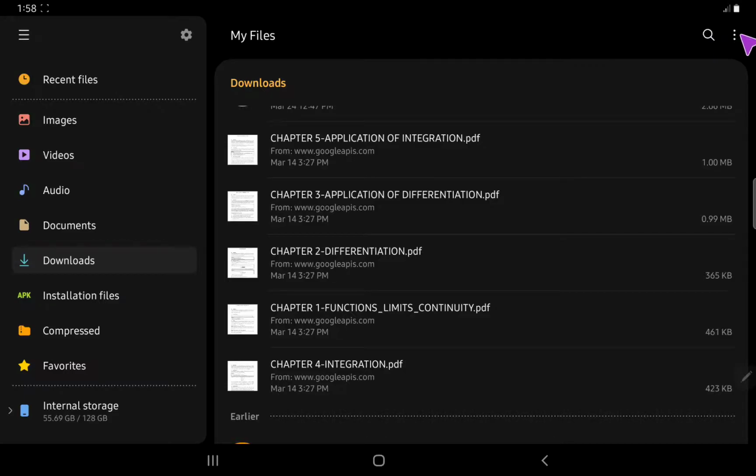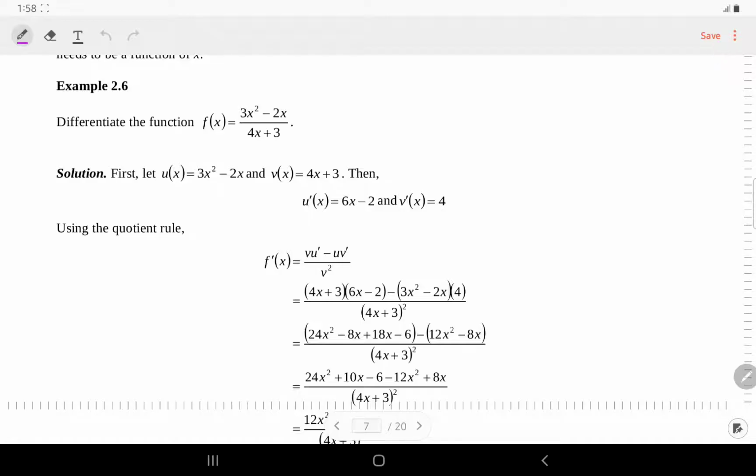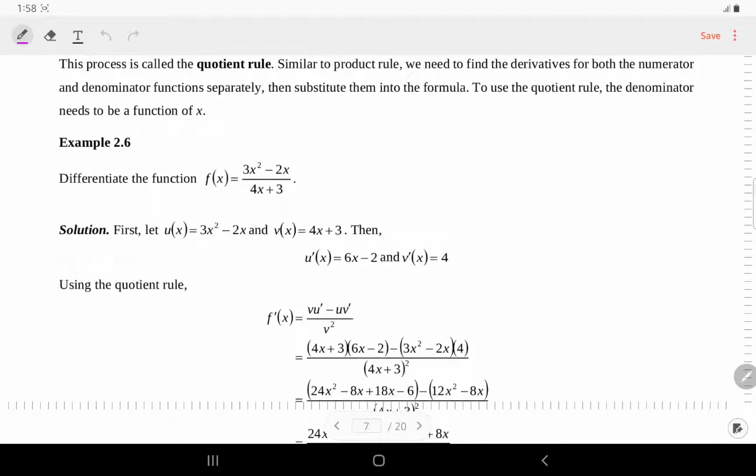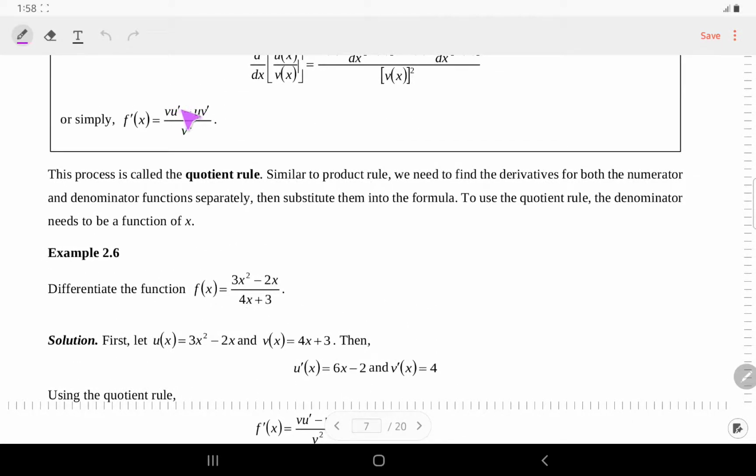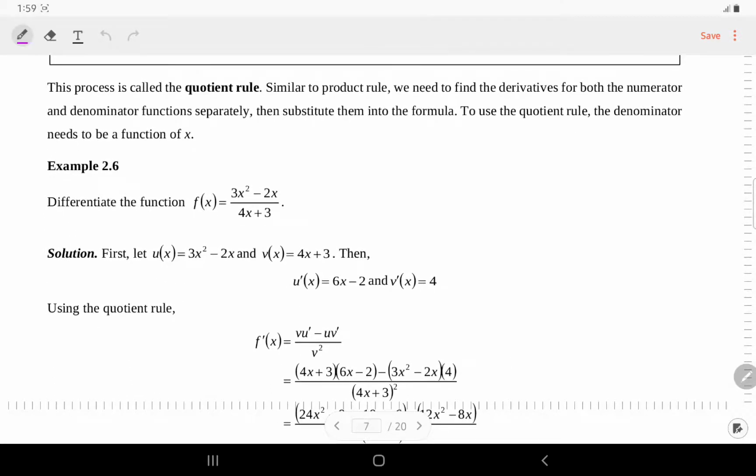So for this question, our u is 3x squared minus 2x, and our v is 4x plus 3. We need to find our u prime and v prime, because we want to use this formula. Our u prime will be 6x minus 2, because we are differentiating this function. And for v prime, it will become 4.